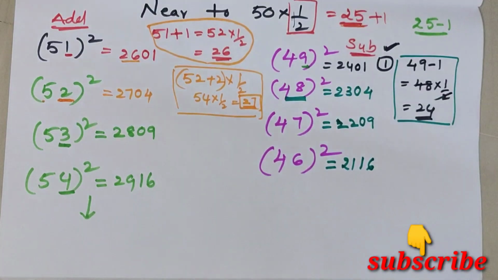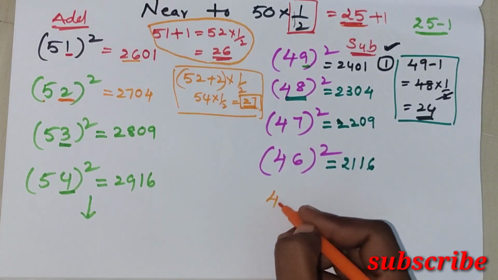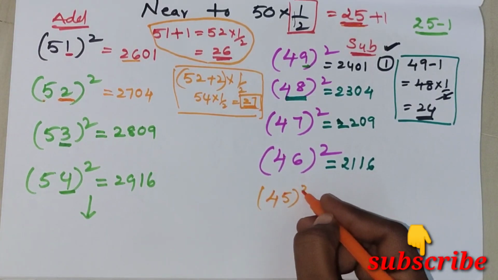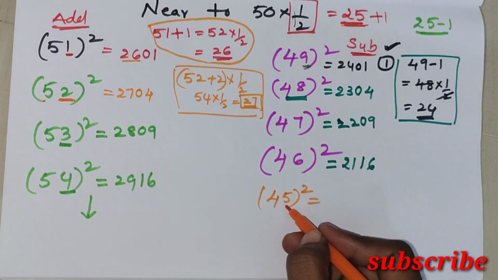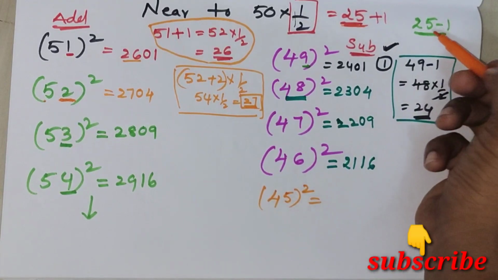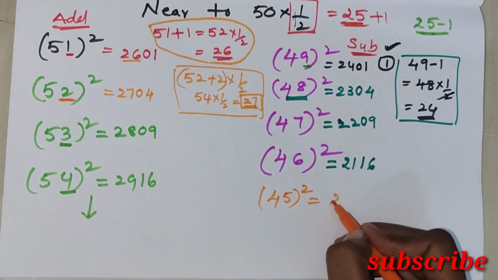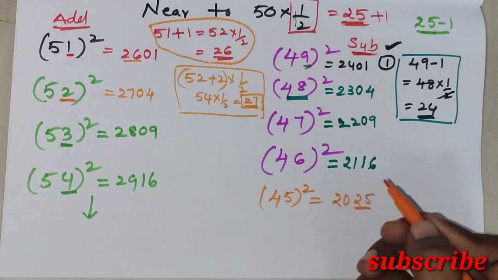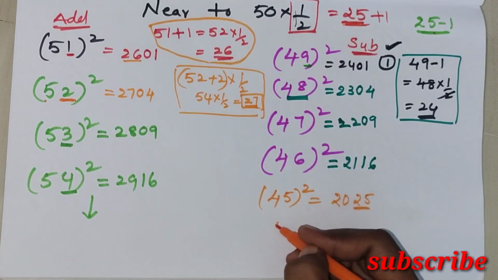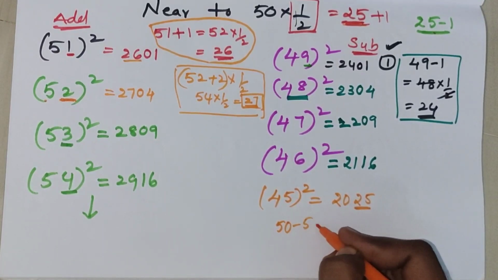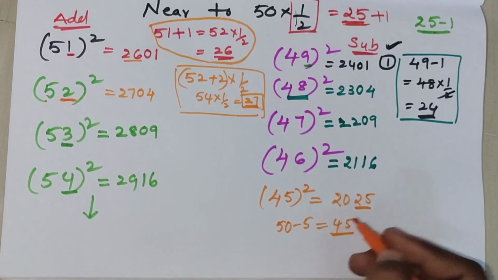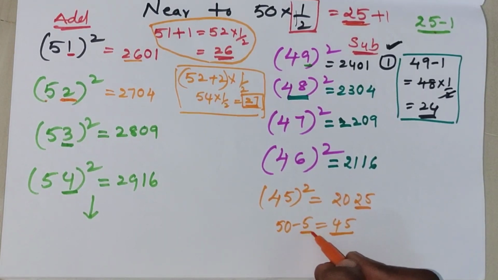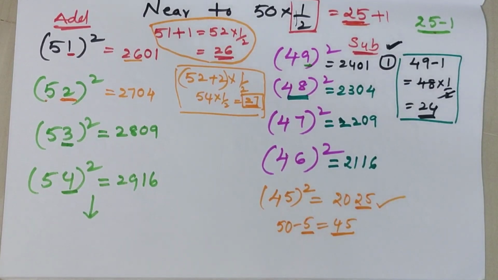And we can go with other numbers also, like 45, 44, and all the numbers. If you have any doubt, we can go for 45 also. 45 square. You see, how much less than 50? 5 less. Subtract 5 from this one. We'll get 20 and 5 square is 25. Why 5 square? Because it is 5 less than 50. How much less than 50? 5. That's why I am going to do 5 square.